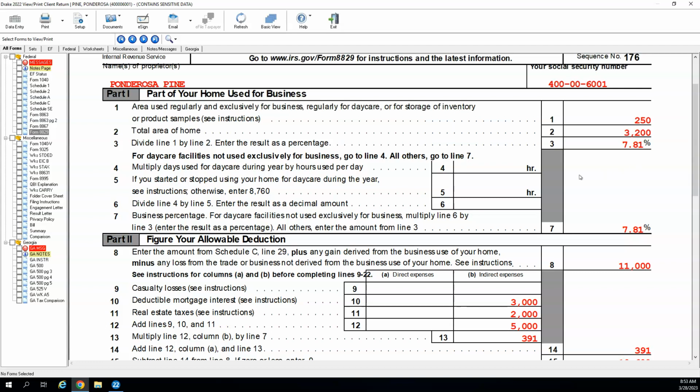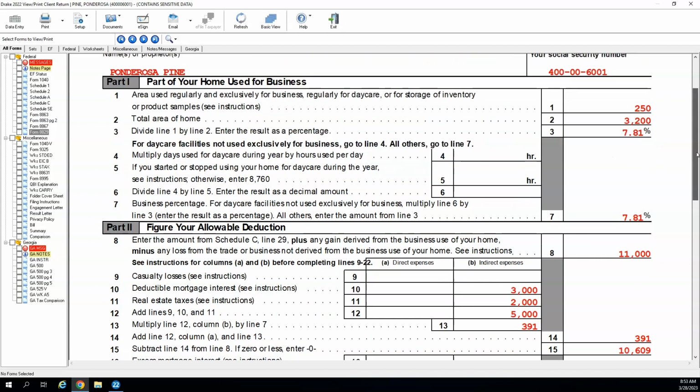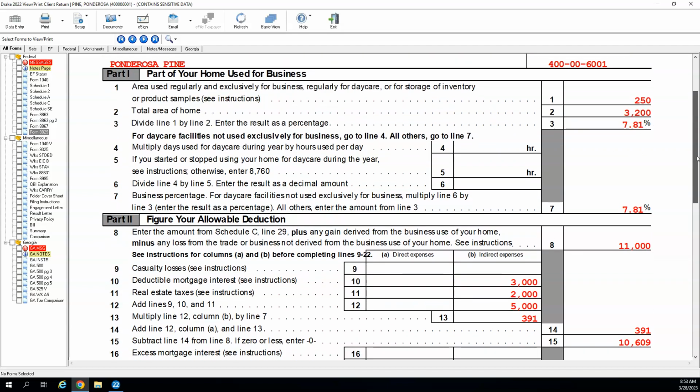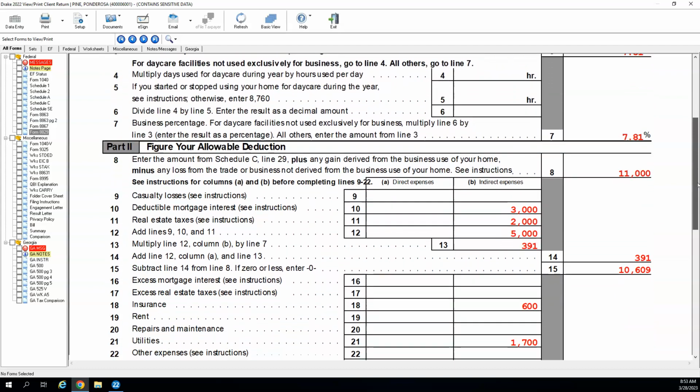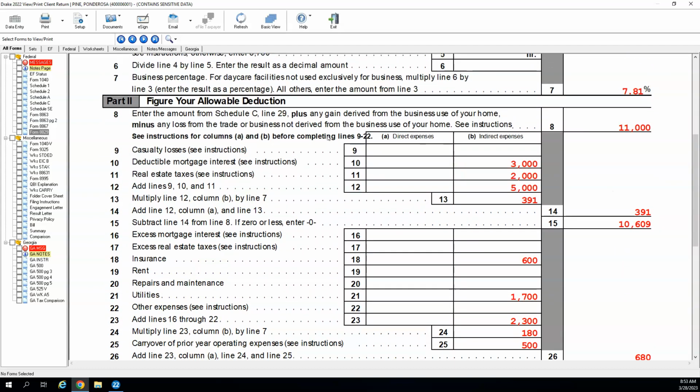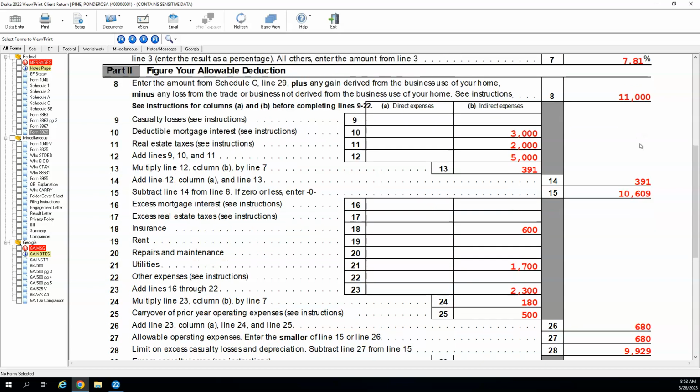So in this particular example here, that 250 square feet is 7.81% of her home. So with that, she gets a 7.81% deduction of these expenses. Now, based on their Schedule C, she has $11,000 profit. On the Schedule C, we gave her some income, gave her some expenses, and we got $11,000 profit here.